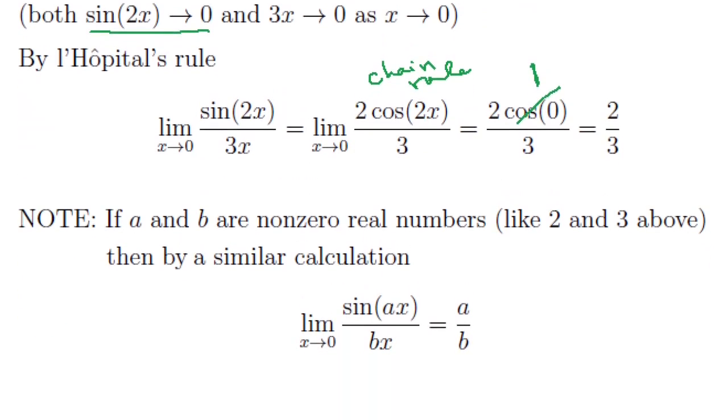It's kind of worth noticing that 2 and 3 are not special. If I pick any pair of non-zero real numbers a and b and carry out the exact same calculation, I get this kind of neat result down here.